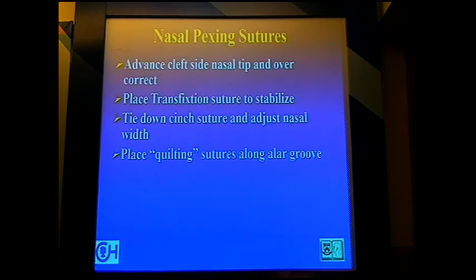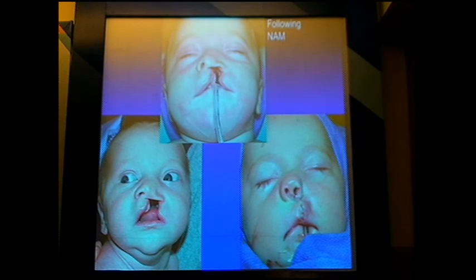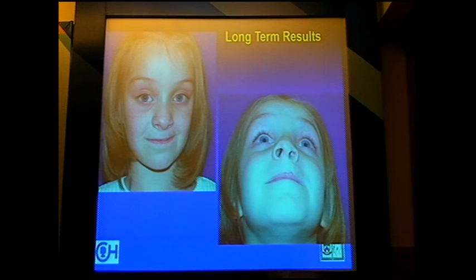So the key is to really advance that cleft side, the nasal tip, over-correct it, and then you transfix to help stabilize it, and then you tie down sutures to adjust the nasal height. It's just an example. Preoperatively, you have a big flat ala, and then you repair it to get a better appearance there. But you want to do that at the same time as you're doing the lip repair. And this is what it looks like long-term.